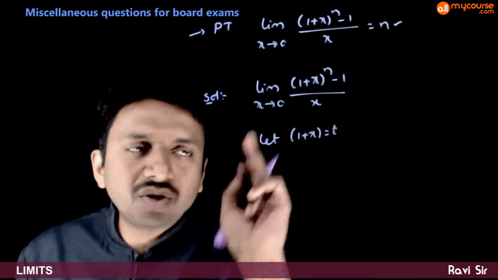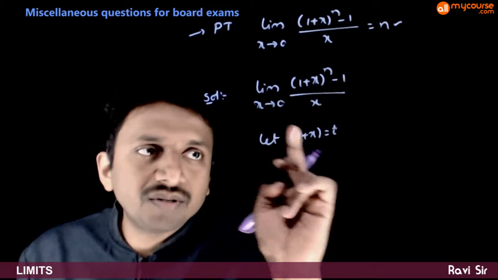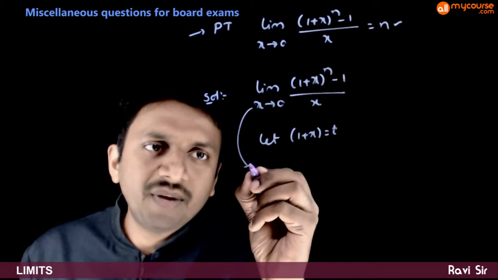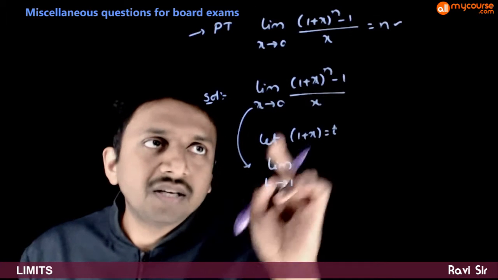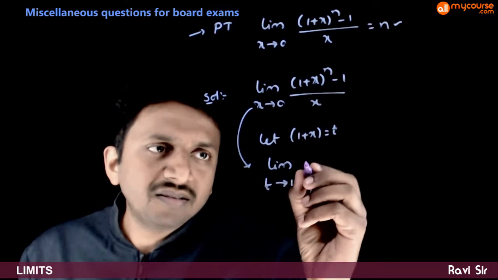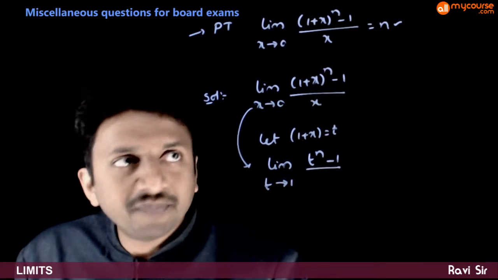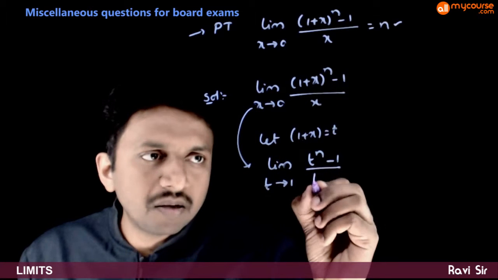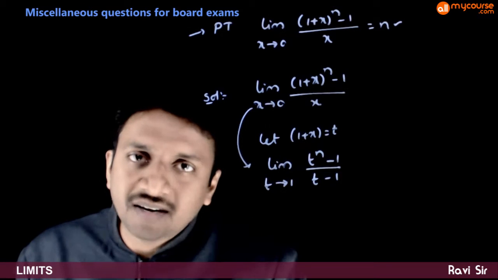So if x tends to 0, where does 1 plus x go? As x goes to 0, 1 plus x goes to 1, right? So this limit becomes limit t tends to 1. 1 plus x is nothing but t. So you have t power n minus 1 divided by x. x is nothing but again t minus 1. So this looks like a standard limit, right?